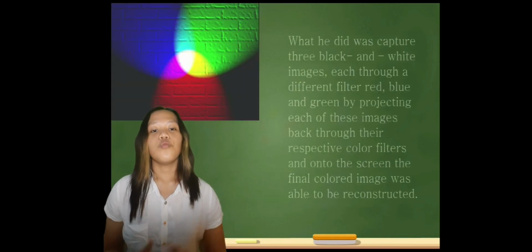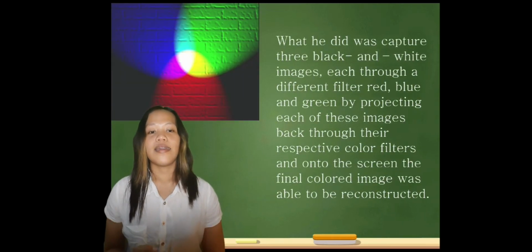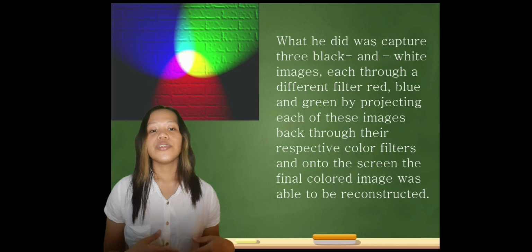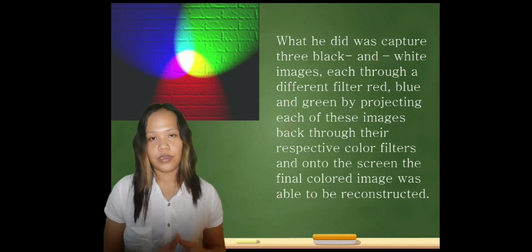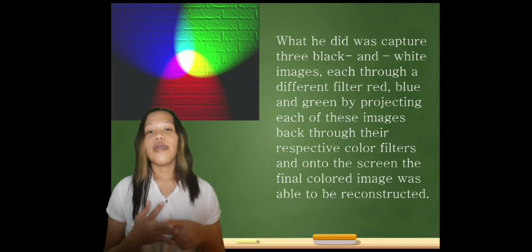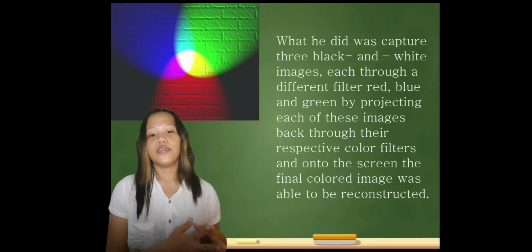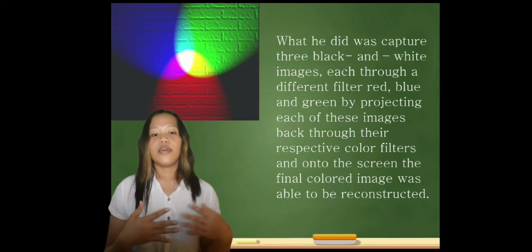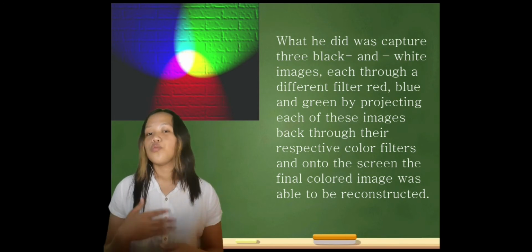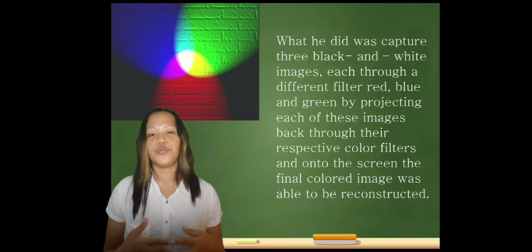What he did was capture three black and white images, each through a different filter: red, blue, and green. By projecting each of these images back through their respective color filters and onto a screen, the final colored image was able to be reconstructed.